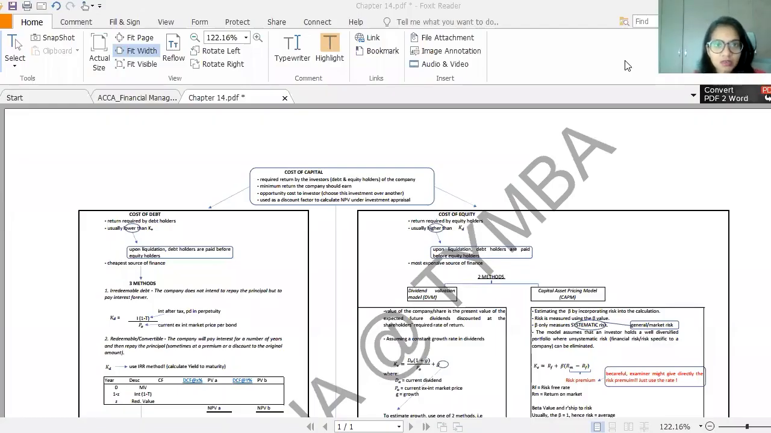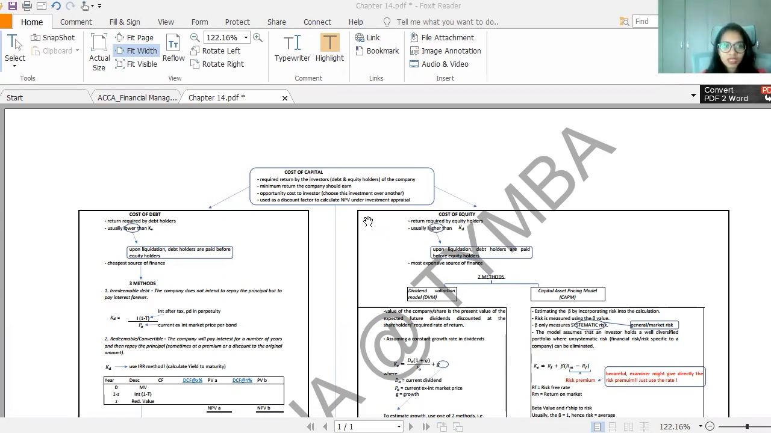Okay, hi guys. We are back with the next chapter. What our next chapter is all about is we are going to talk about cost of capital. As you can see here, I've given you my notes. It's easy to understand this. It's very straightforward. There isn't any complication here.